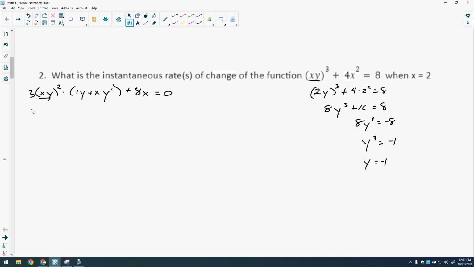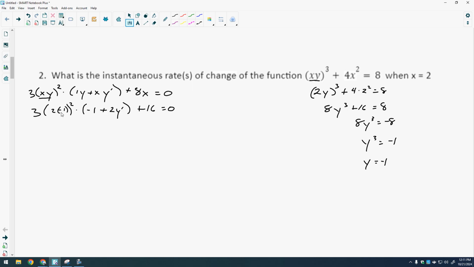So I go back over here. I plug in 2 for x. I plug in negative 1 in for y. We are multiplying that. Plug a negative 1 in for y. Plug a 2 in for x. Looking for y prime, plug a 2 in for x.